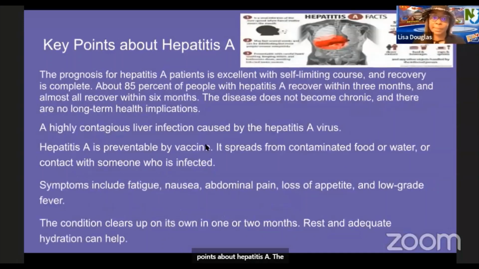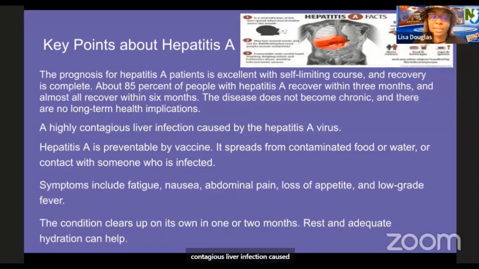Key points about hepatitis A. The prognosis for hepatitis A patients is excellent, with self-limiting, of course, and recovery is complete. About 85% of people with hepatitis A recover within 3 months, and almost all recover within 6 months. The disease does not become chronic, and there are no long-term health implications.